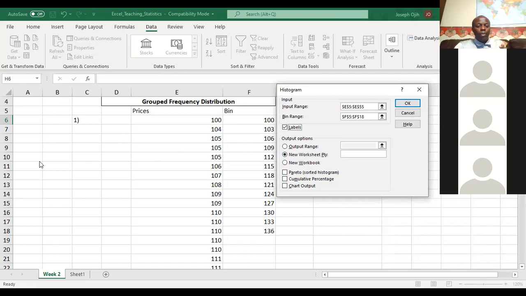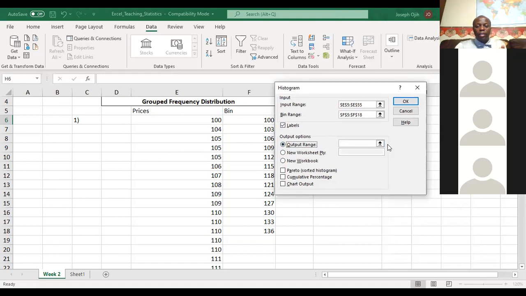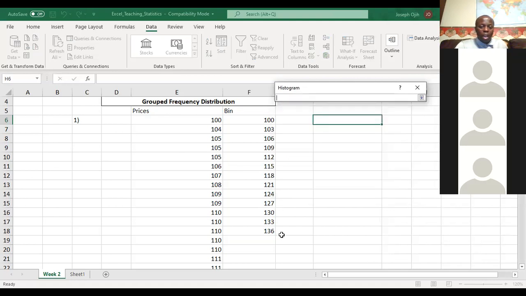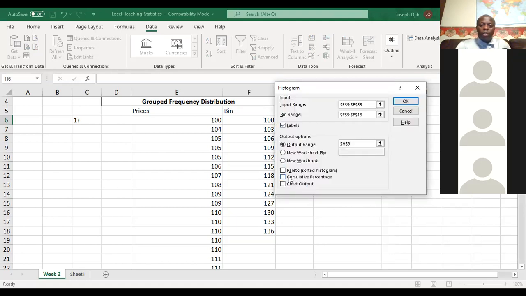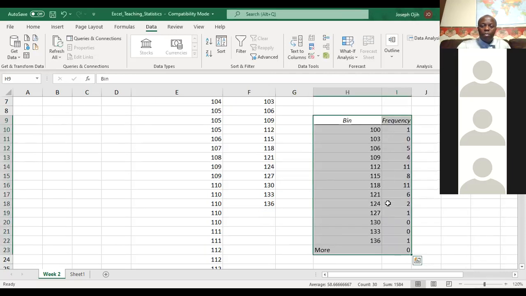If I wanted to put them here, I can just click output range and then check where I want Excel to put it. If I want to put it on this section, I can just put it right here. Okay. And then of course I want the chart output as well. That's the histogram. And then that's it. Click OK. See, it gave me the frequency right here.